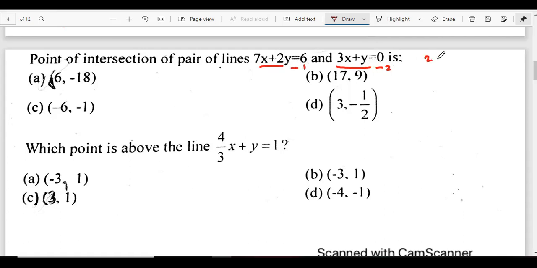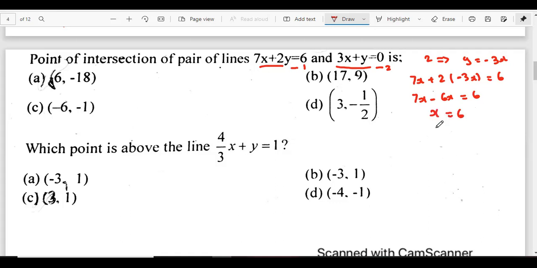I'll use 2 to make y the subject. So I can write it as 2 implies y equals minus 3x. I will use this value in 1. So that would be 7x plus 2 into y. I will write down the value of y in terms of x: 7x minus 6x equals 6. So it means the answer is x equals 6.